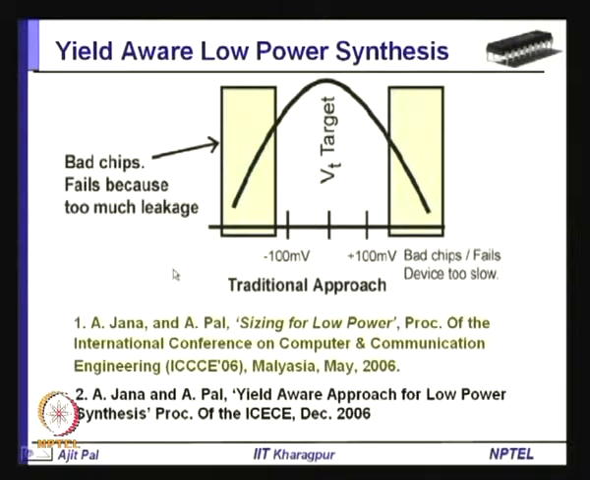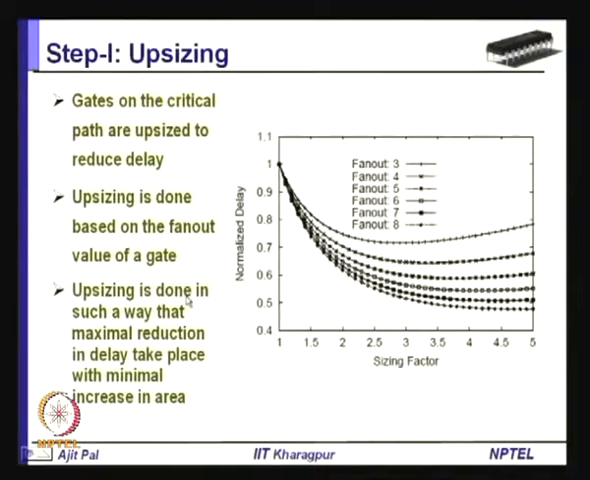So let us see the basic approach, the steps of this approach. Step 1 is upsizing. Gates on the critical path are upsized to reduce delay, but it is not done by upsizing all the gates uniformly. Upsizing is done based on the fan out of the gate, because some experiments were carried out.